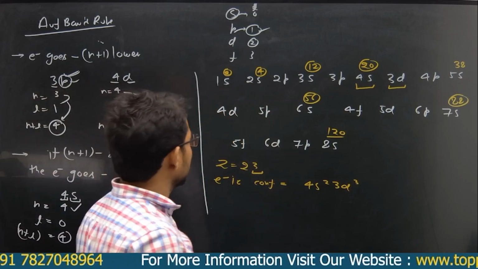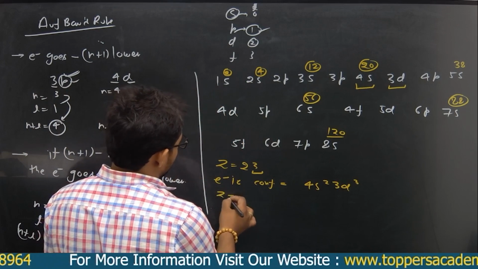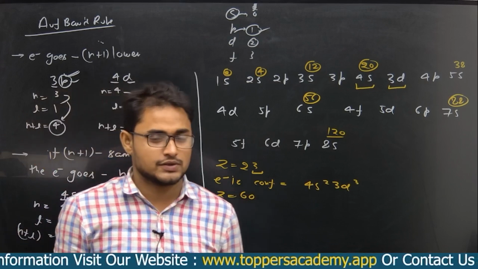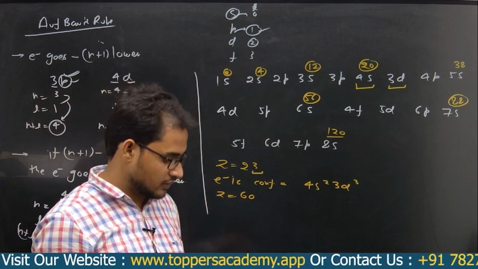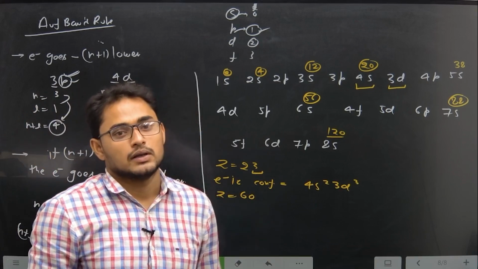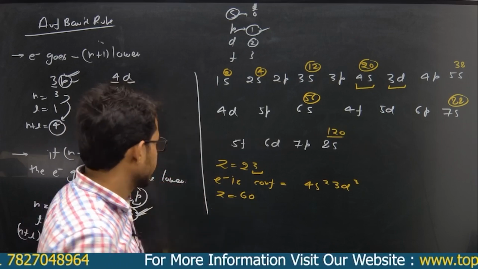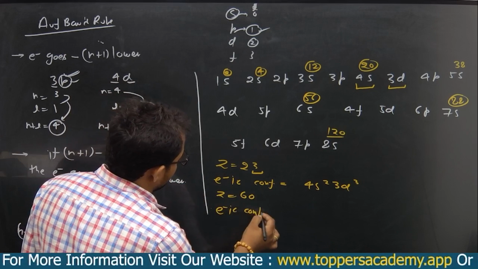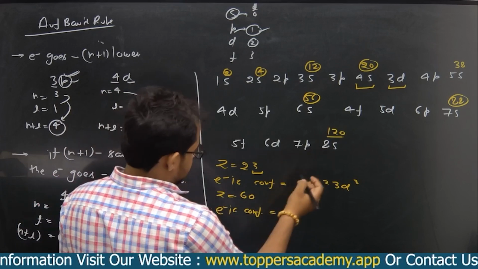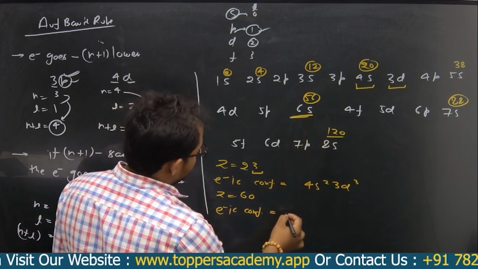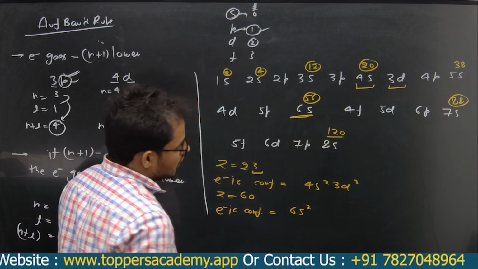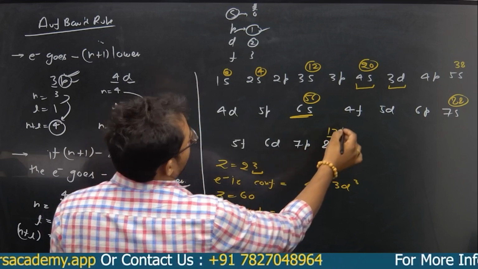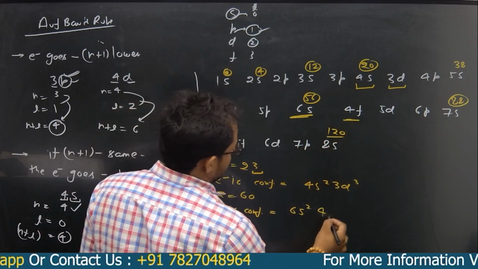Suppose I want to write for Z equal to 60. If it is neutral, there will be 60 electrons. So I want to write the electronic configuration for 60 electrons, right? 56 have been filled till 6s2. Now only 4 electrons will be left, so 4 electrons will enter this 4f4.